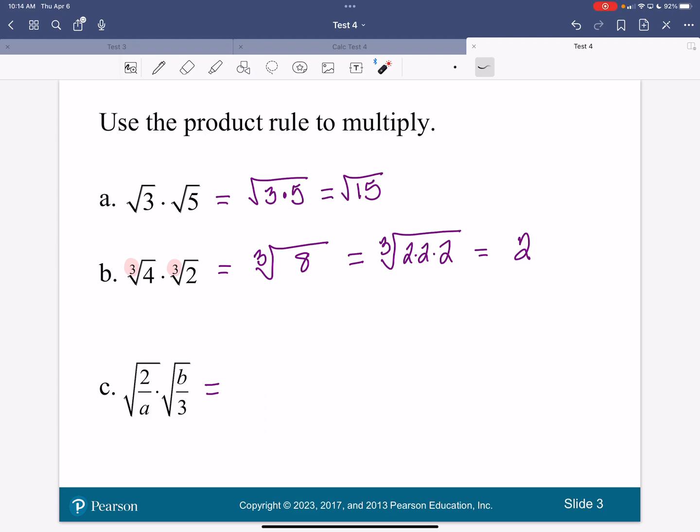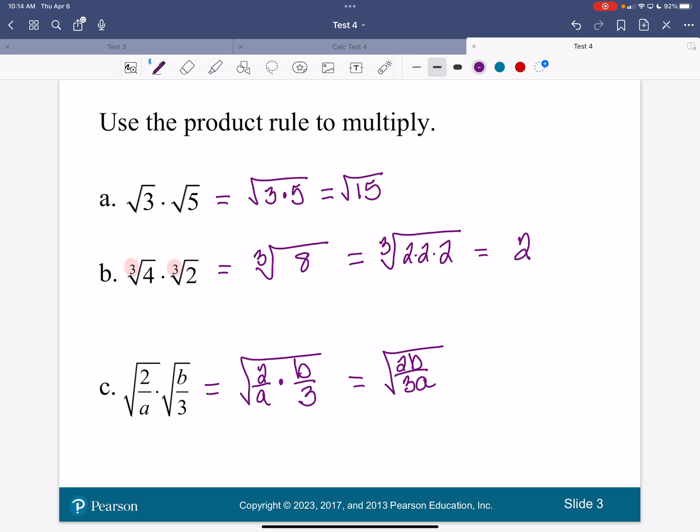So we have square root on both of those. Because they are both square root, what this means is I can do 2 over a, times b over 3. Okay? So that is the square root of 2b over 3a.